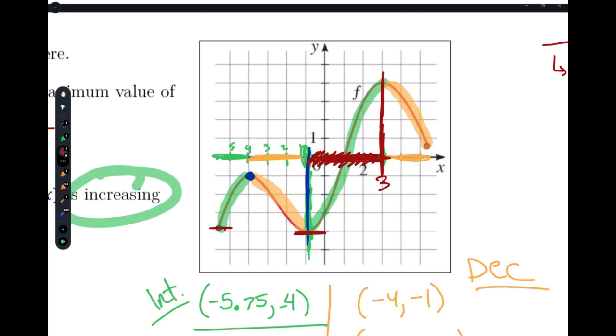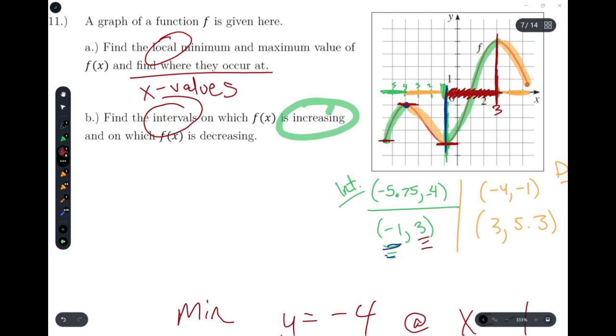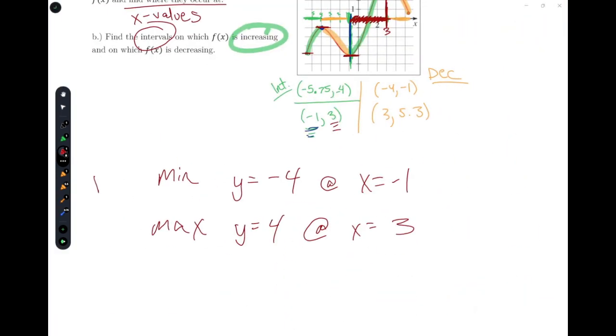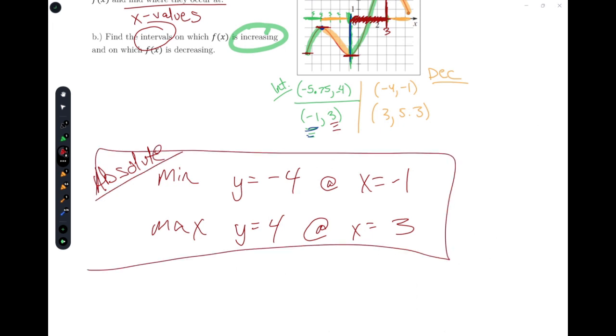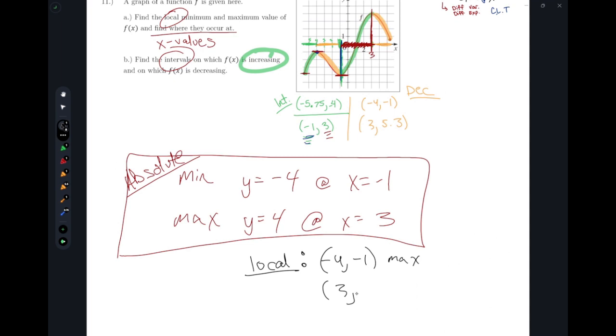-4? Wait, no. About the negative -4, -1? Oh, for relative? That's not an absolute. Does it ask us for? Oh, yeah. Local means we need to find those two. So these are the absolute answers. If it asks you for that, I just assumed that's what you were asking. Just leave it like that. And locals are going to be -4, -1. Max. 3, is it 4 or 5?